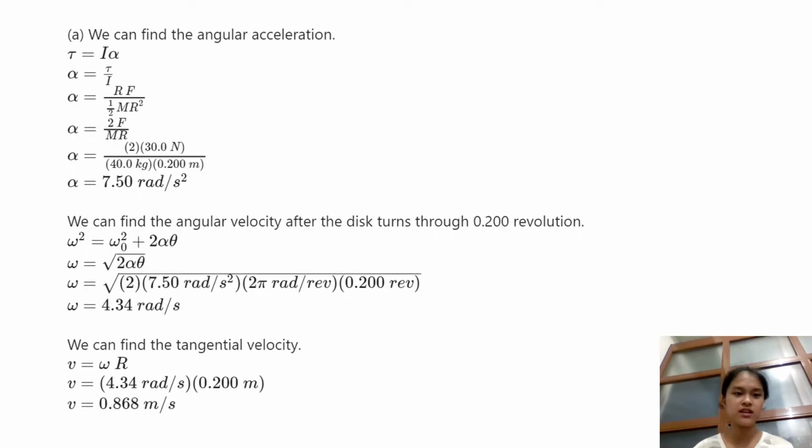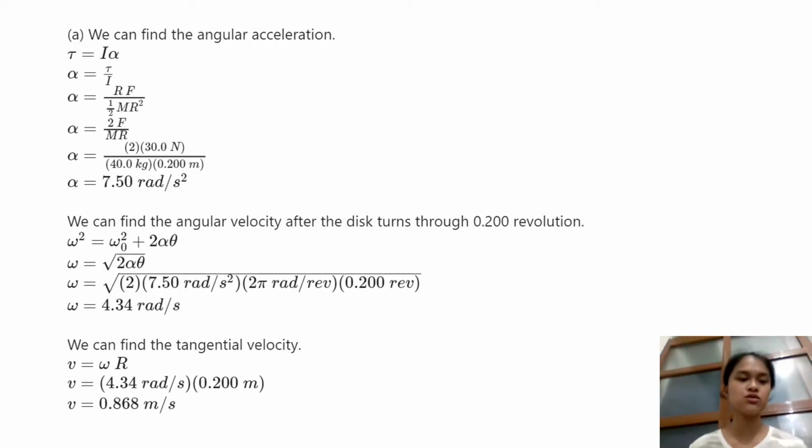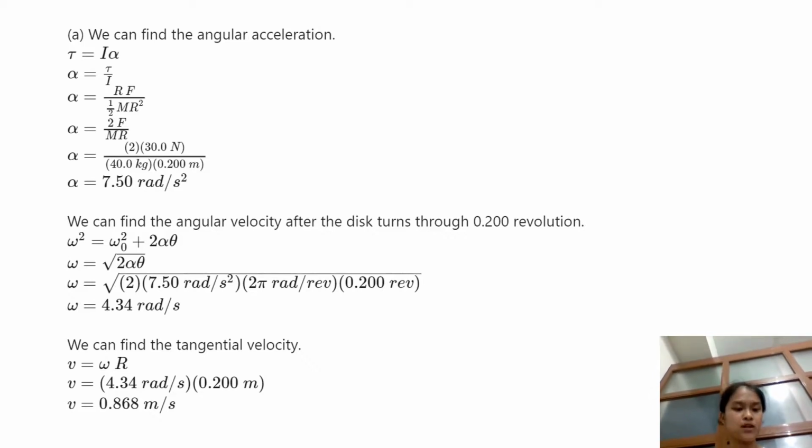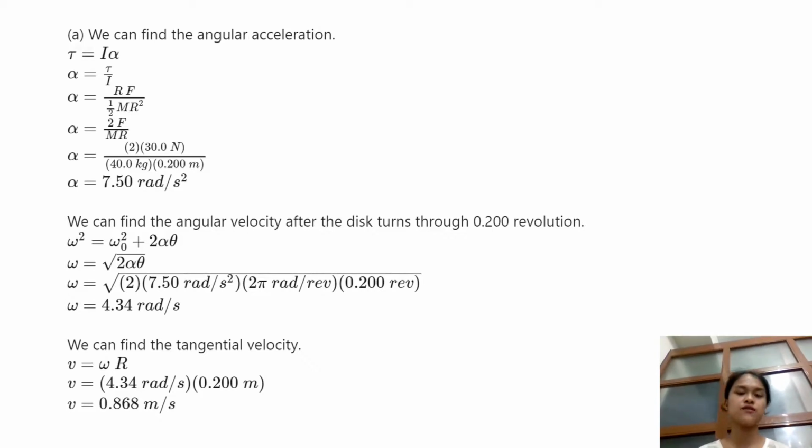First, we can find the angular acceleration using the formula for torque, which is inertia times angular acceleration. Then we isolate acceleration, and it will be equal to torque over inertia. Torque is also equal to radius times force, and inertia is equal to 1/2 times mass times radius squared. Then we cancel the radius in the numerator and only r will remain in the denominator. Plugging in the given values, acceleration equals 2 times F over mass times radius, and we obtain 7.50 rad per second squared for the acceleration.